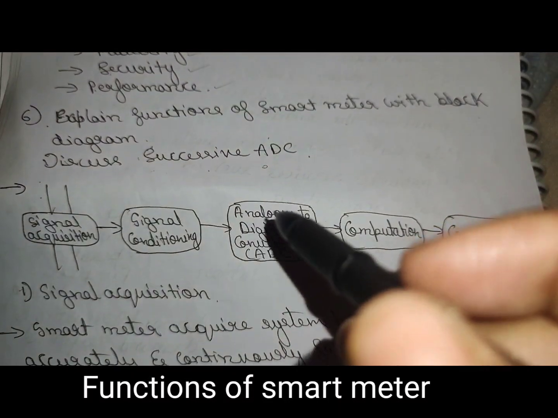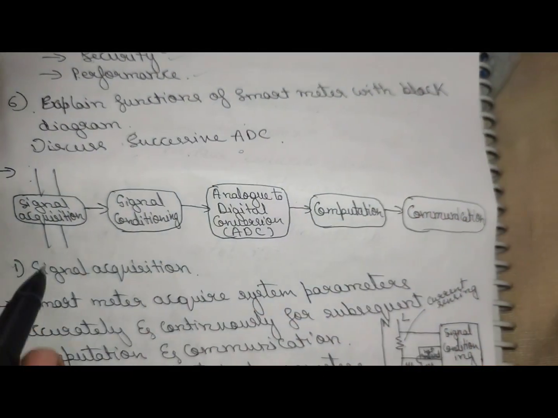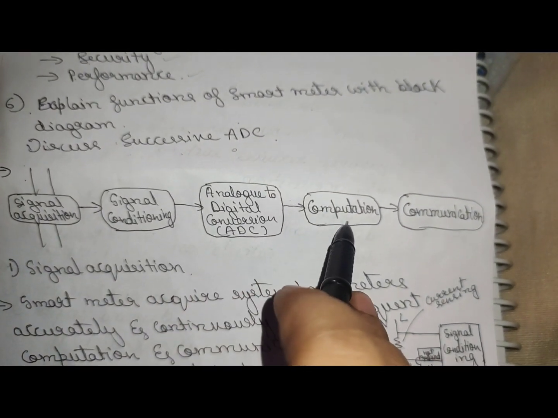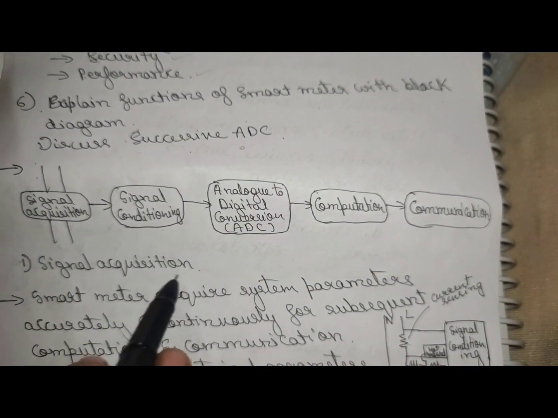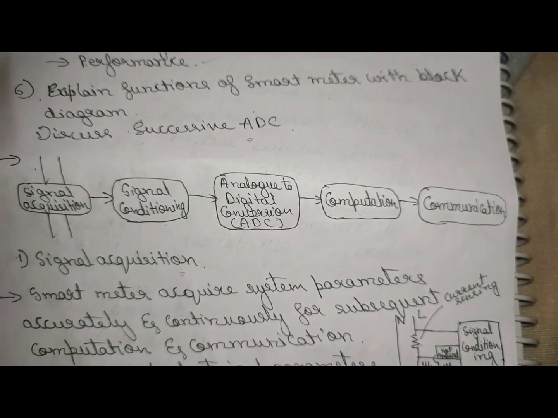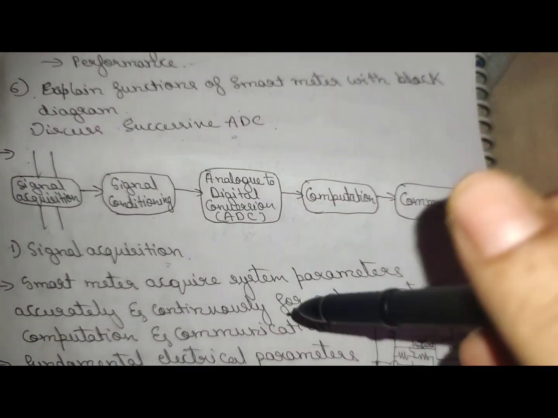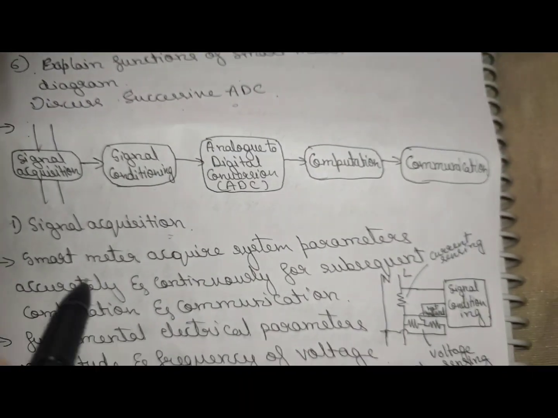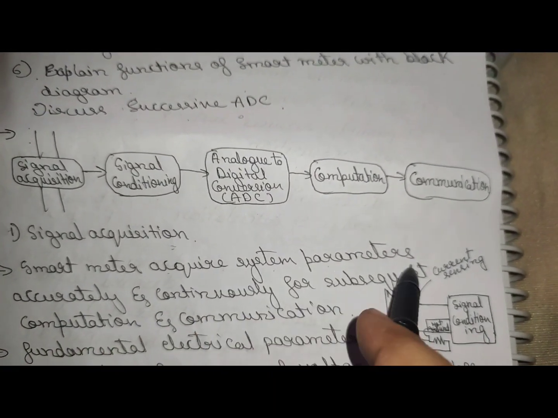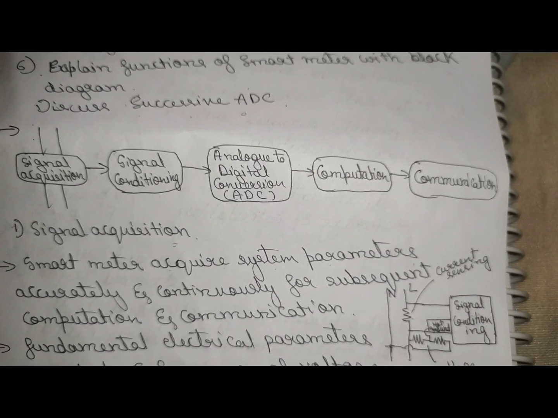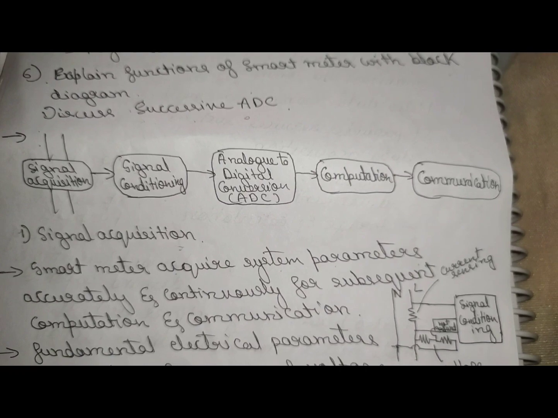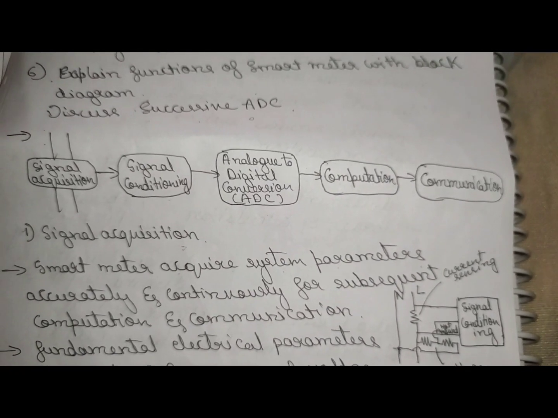Smart meter with the block diagram. Discuss successive ADC, signal acquisition, signal conditioning, analog to digital conversion, computation, communication. Signal acquisition. So in this first signal acquisition, what does acquisition mean? Collecting the data. So what will it collect? Smart meter acquires system parameters. What are the parameters? It should be accurate and continuously required for the computation, calculation and the communication.